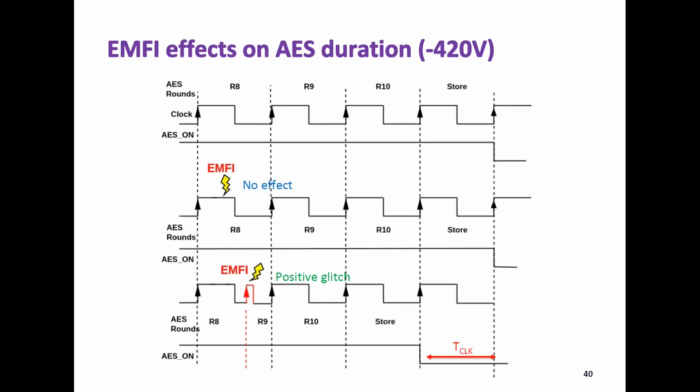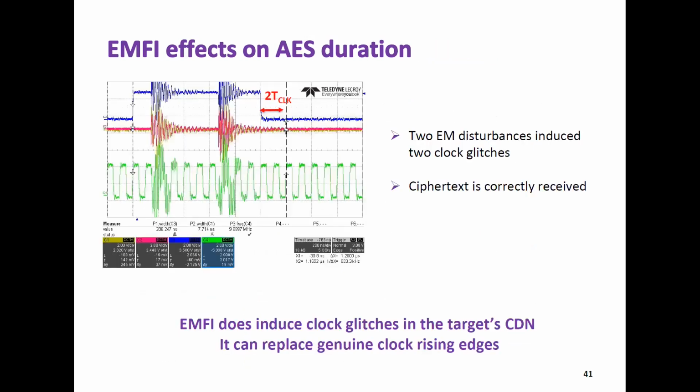To corroborate and reinforce our hypothesis, we try to trigger 2 EM disturbances when the clock equals 1 with a positive pulse. We see that with 2 disturbances we reduce by 2 clock periods, and the ciphertext is correctly received. So in fact EMFI does induce clock glitches in the target clock distribution network, and it can replace a genuine clock rising edge. Having shown evidence that EM disturbance coupling with the clock tree can induce clock glitches, now I can show you the principle and the characteristics of this mechanism.